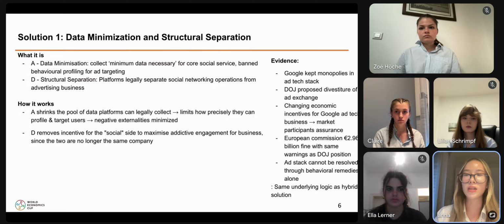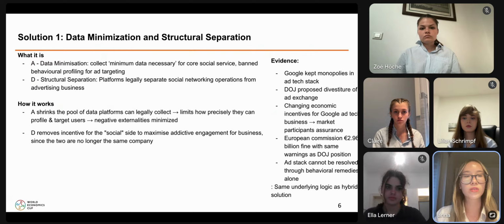It works because A shrinks the pool of data that platforms can legally collect, which limits how precisely they can profile and target users. D then removes the incentive for the social side to maximize addictive engagement purely to feed the ad business, since the two are no longer the same company.